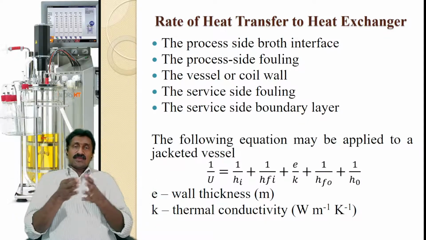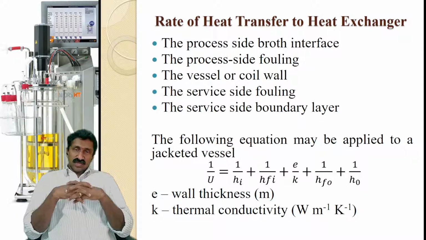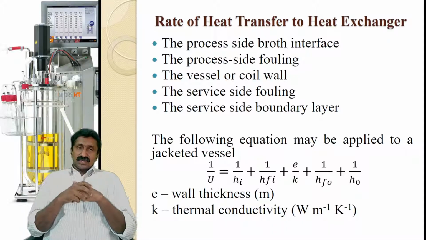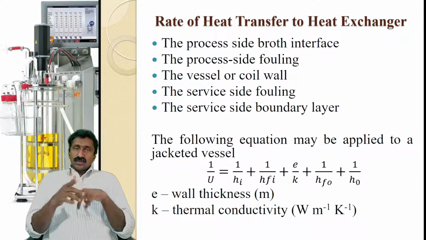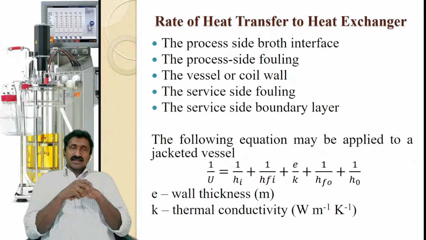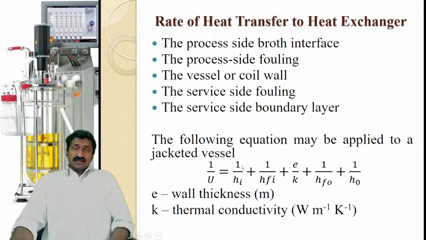So there are various factors or various stages that need to be addressed. That is represented as 1/U equal to, that formula is given there, and here the inverse of hi represents the first one, that is the broth side interface. So the contribution of the heat transfer by the broth, the properties of the broth, and this is the fouling of the broth side. This is the vessel wall, properties of the vessel wall, or what thickness it is made of and what is the material that it is made of, etc.